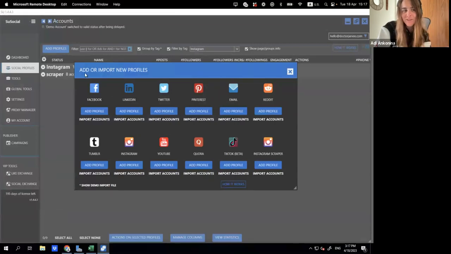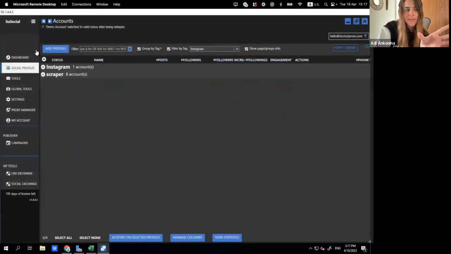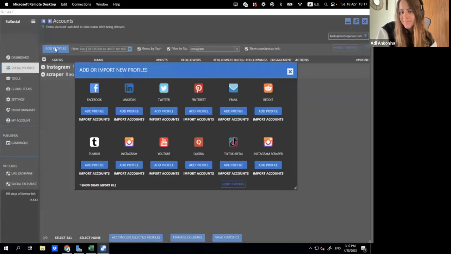So this is Social. This is how it looks. As you can see, you have the dashboard, the social profile, tools, many things. You can actually do everything from here. You can even do the automation. You can schedule content. You can get likes. You can use a kind of pod and a lot of other stuff. But today we're going to speak about Instagram.